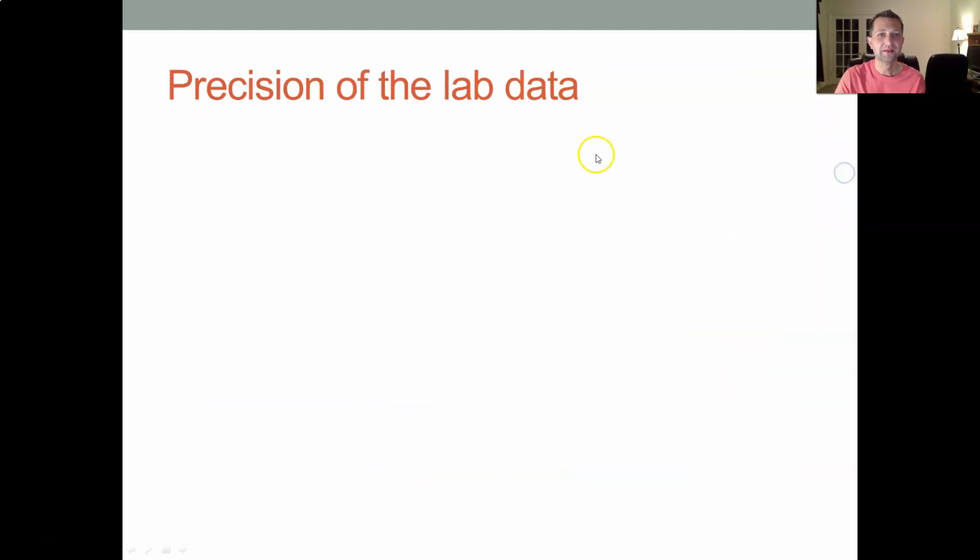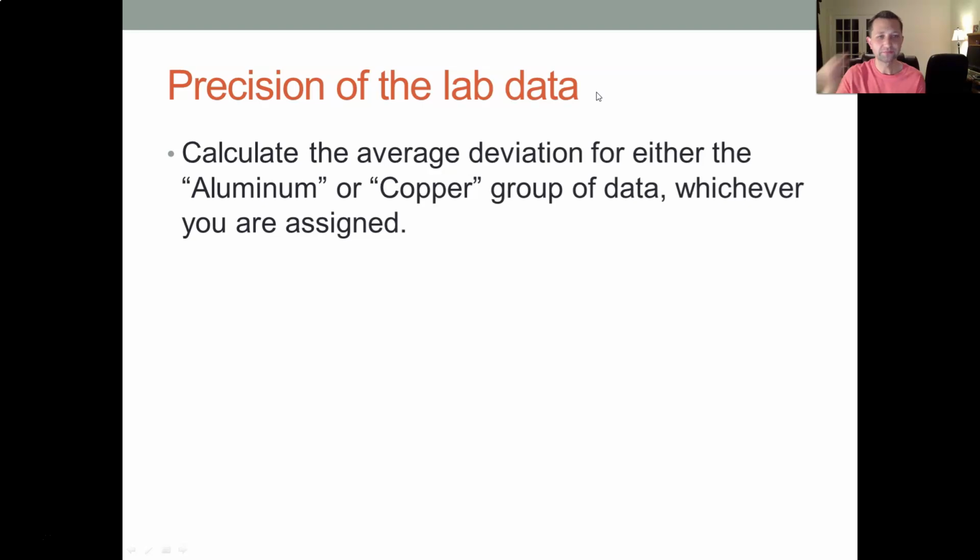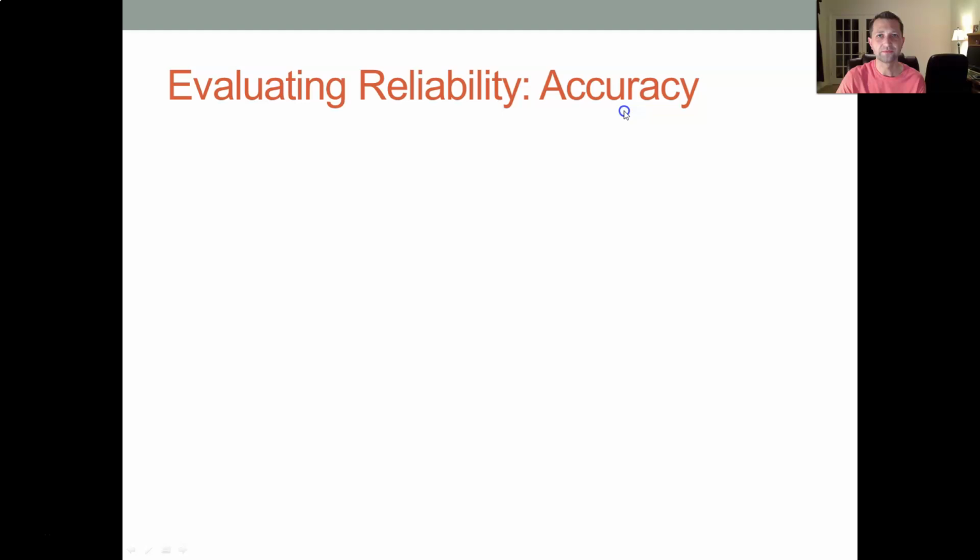Okay, so now what you're going to do is calculate the average deviation for either the aluminum or copper group that you copy down on the second slide of this presentation. So I'll tell you which one that you're going to find the average deviation for. You'll figure it out, and then we'll go from there.